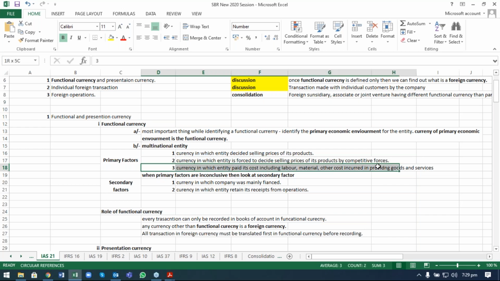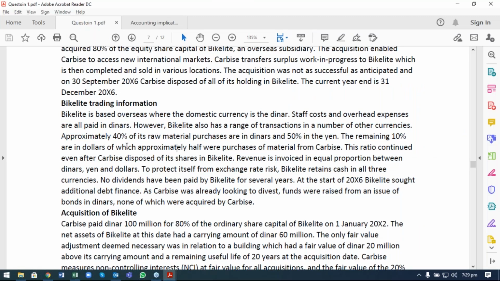The third primary factor is the currency in which the entity pays its costs, including labor, material, and other costs of providing the services. That's something I believe is provided within the scenario. The ratio is maintained even after Carbise disposed of its shares in Backlight. So irrespective of whether Carbise holds Backlight or not, Backlight has its own decision to charge selling prices to different customers.